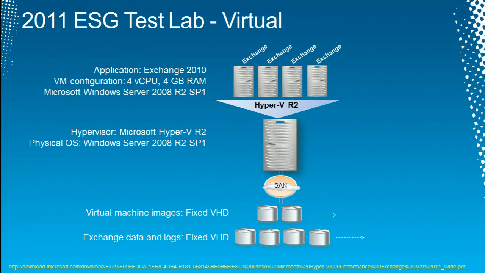But we look at the virtual element, and what they've put together, they've separated the data and the logs, which is best practice if you were deploying in physical or virtualized. They've separated the virtual machine images, the OS images, out, and all on fixed VHDs. Okay, so performance is there. The hypervisor is obviously Hyper-V. It's running Windows Server 2008 R2 Service Pack 1. And they configured 4 VMs, each with 4 virtual processors and some RAM, and the guest OSs were running 2008 R2 Service Pack 1 as well. So that was the configuration from a virtualization perspective.